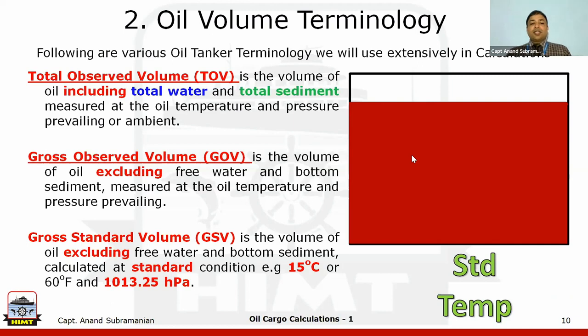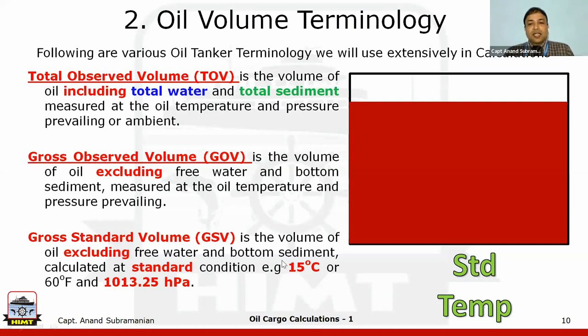We also have one more thing called gross standard volume. That means the next step from this gross observed volume, we go one more step further, and we define that this gross observed volume is at observed temperature. That means at the prevailing ambient temperature. Whereas when we talk about the gross standard volume, we come to a standard temperature of 15 degrees Celsius.